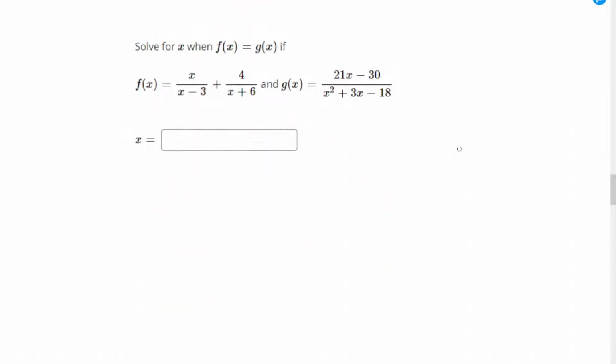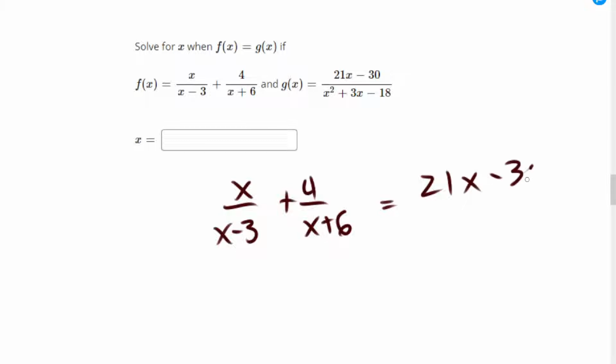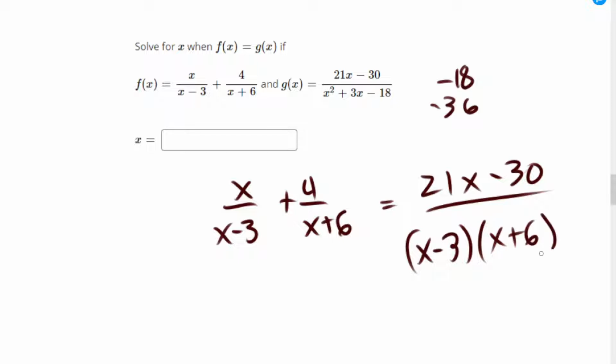Not so easy. Solve for x when f of x equals g of x if, and then it gives a bunch of equations. We just need to set them equal to each other. So x over x minus 3 plus 4 over x plus 6 equals 21x minus 30 over, and I'm going to factor this while we're here just to make life easy for me. x squared plus 3x minus 18, -18, 3 and 6. Looks like that's our lucky number. We'll do -3 instead, so we'll do x minus 3, x plus 6. Oh my goodness, what a coincidence. We have those things on this side as well.